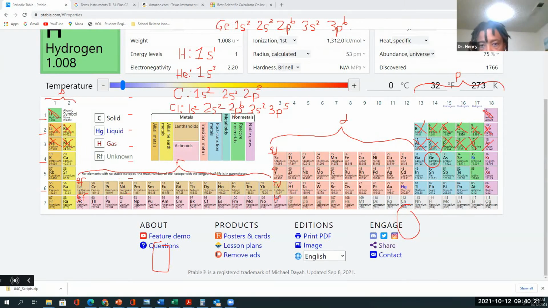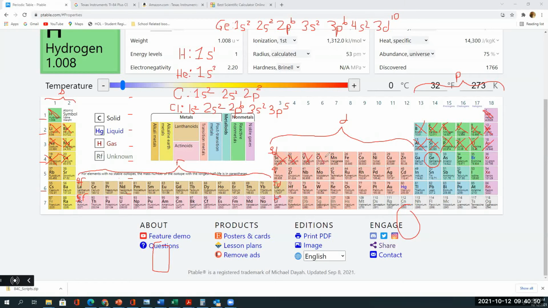Okay, 4s2. Then 3d10, and then 4p2. Okay, that's it.